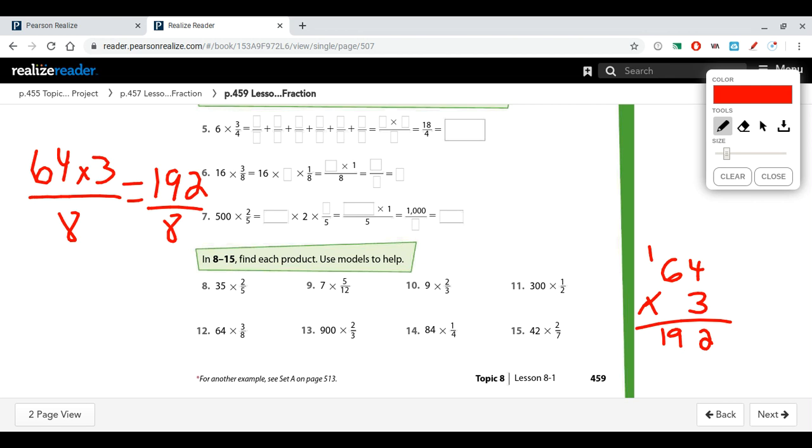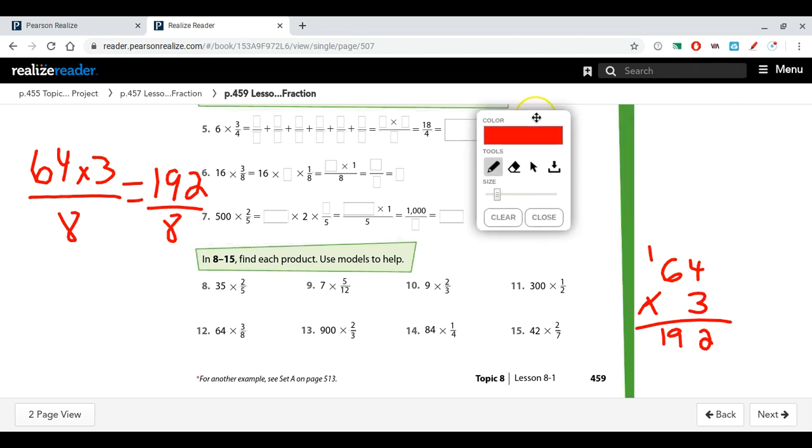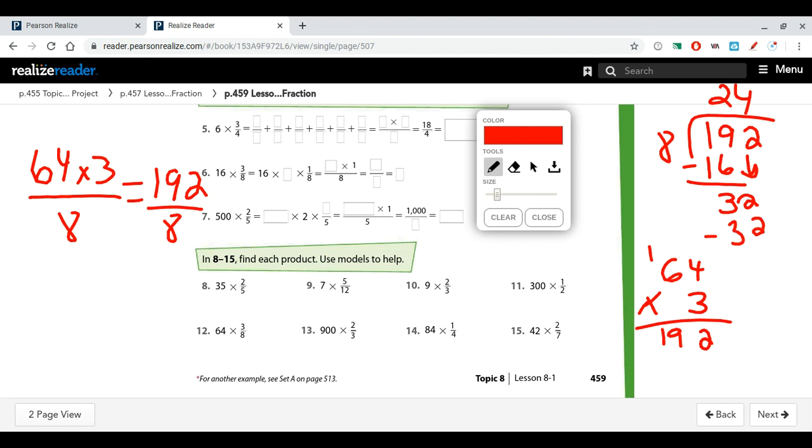Well, I don't know how many times 8 is going to go into 192, so I'm going to have to, again, off on the side, go ahead and do some division. And so I'm not going to look to see how many times 8 goes into 192. I'm going to see, can 8 go into 1? Nope, 8 can't go into 1. Can 8 go into 19? Yes, 8 can go into 19 2 times. So 8 times 2 is going to be 16. I'm going to subtract. I'm left with 3. I bring down my 2. 8 goes into 32 4 times. Finish out my problem. 0. So 192 eighths is going to be equal to 24.